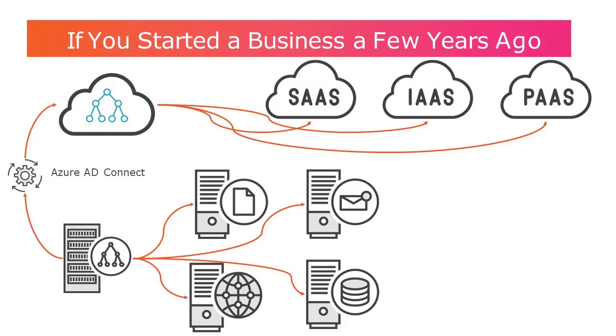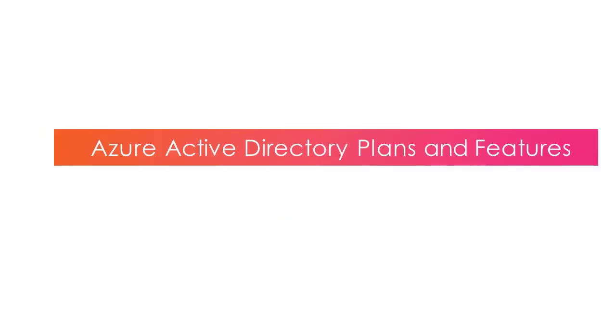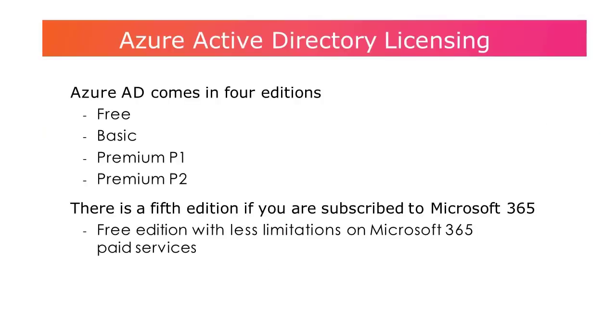Now that we know what Azure Active Directory is, let's take a look at the different plans and features. Azure Active Directory comes in 4 editions: Free, Basic, Premium P1, and Premium P2. Often when we talk about the premium versions, we only say Azure AD P1 or Azure AD P2, but their official naming convention is Premium P1 and Premium P2.